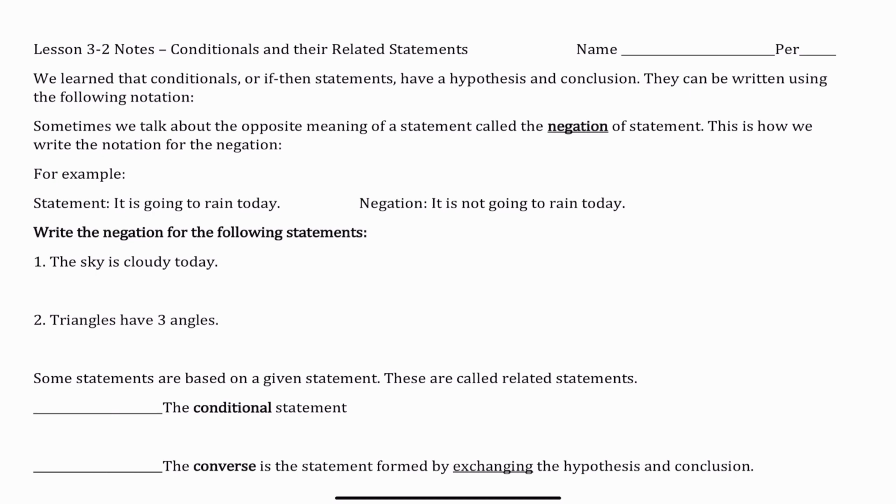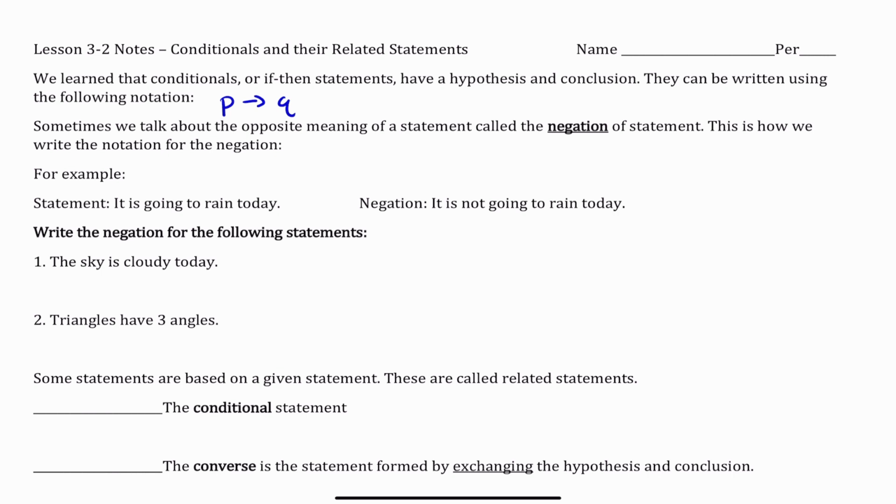Alrighty, so 3-2, conditionals and their related statements. We learned that conditionals or if-then statements have a hypothesis and conclusion, and they can be written using the following notation. We say P arrow Q, or we say P implies Q, or if P, then Q.